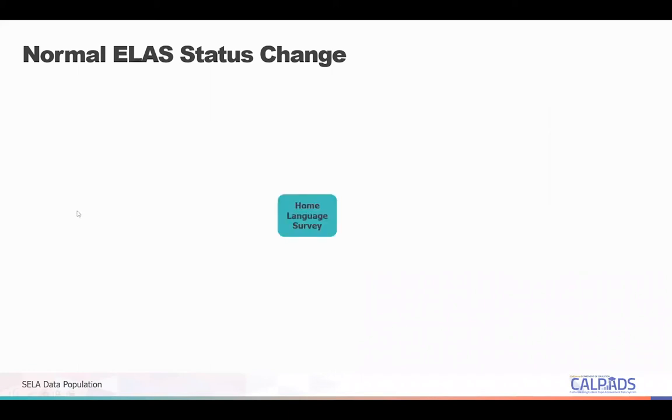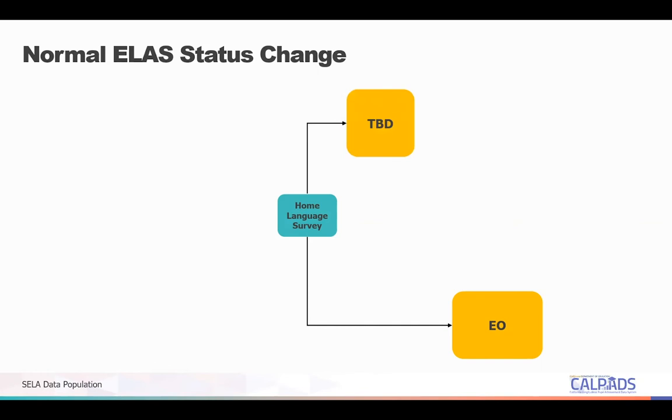It all starts with the home language survey form. If the filled out home language form indicates that the student speaks primarily English or American Sign Language at home, an ELAS record status of EO is reported. If the home language survey form reveals a language other than English or American Sign Language, the student is reported with a TBD status and is eligible for initial LPAC testing.